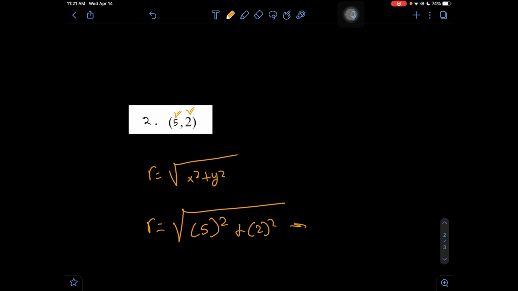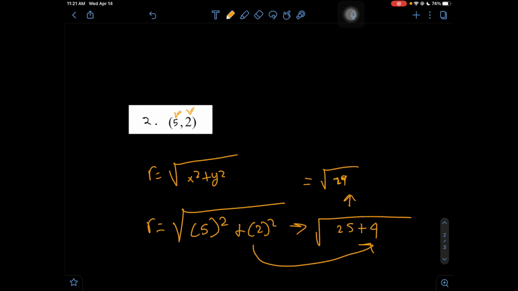We know 5 squared is 25, so we have 25. And we know 2 squared is 4. The square root of that. 25 plus 4 is 29. We take the square root of 29, and we know that equals r. So now we know r equals the square root of 29. We said r equals our x-coordinate. So now we know our x-coordinate is the square root of 29.